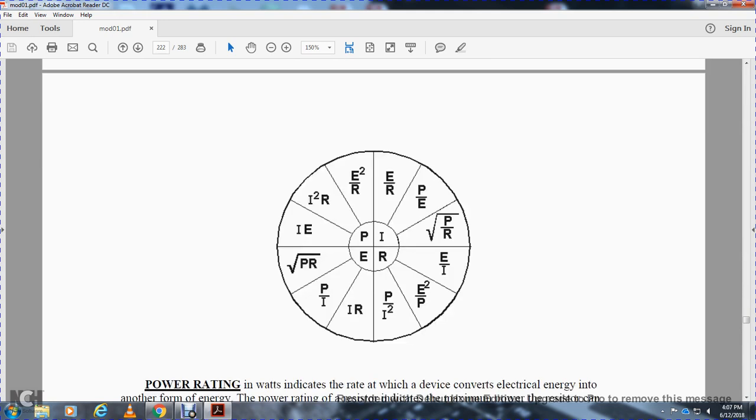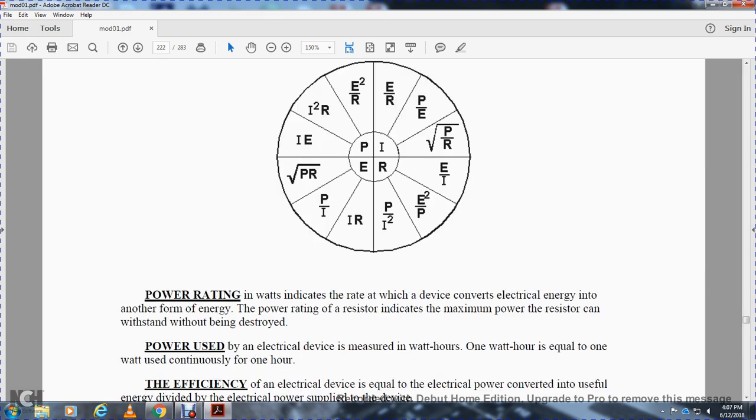Once again, power equals amps times volts, or amps squared times ohms, or volts squared over ohms. The amps I equals volts over resistance, or power over volts, or the square root of power over ohms. Resistance equals volts divided by amps, or volts squared over power, or power over amps squared. Volts equals amps times ohms, or power over amps, or the square root of power times ohms.